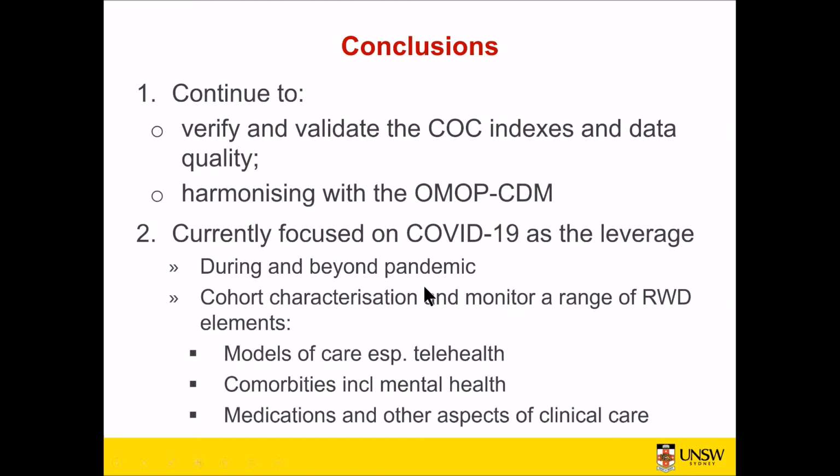So that's one. And currently, obviously, with the pandemic going on, we're also working on creating cohorts, starting off with COVID, but with the platform that we have now, we can create or identify cohorts of a range of conditions. So we can characterize the cohorts and monitor a range of real-world data elements, and monitor models of care. For instance, across the world, we are going to telehealth. So how does that impact the model of care, the quality of care, the safety of care, and comorbidities, especially mental health, the sequelae of the pandemic, and the medications, and whether Plaquenil or hydroxychloroquine is actually useful or not.